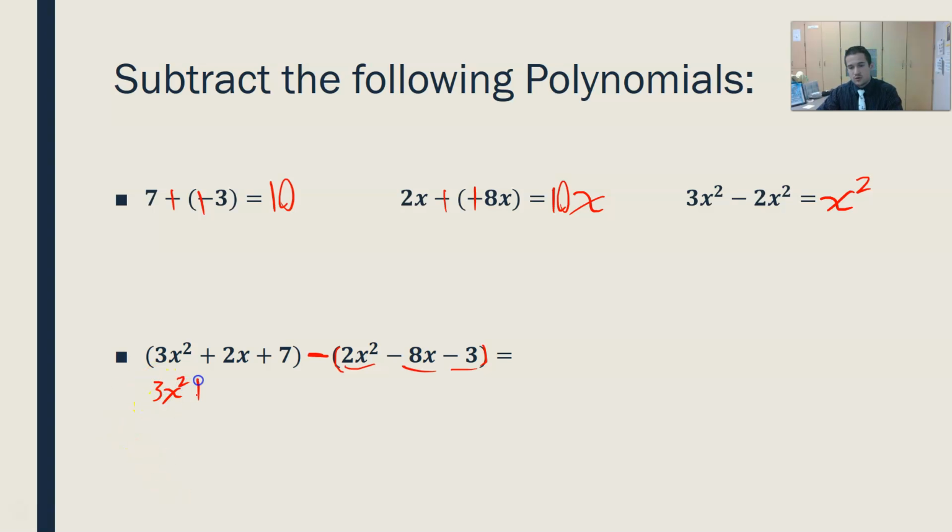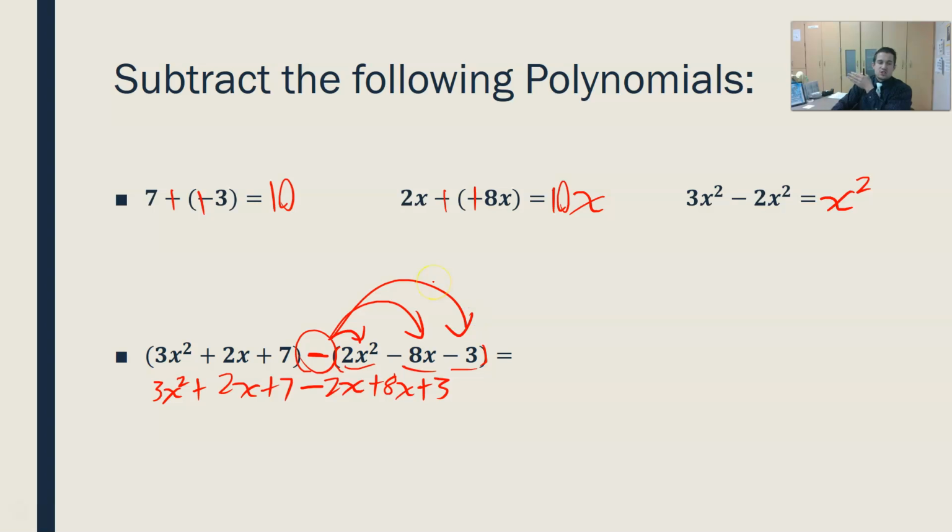So let me rewrite this real quick. 3x squared plus 2x plus 7. And then this positive 2x squared is going to change to a negative 2x squared. This negative 8x is going to change to a positive 8x. And this negative 3 is going to change to a positive 3. So this negative sign is going to change each of these signs here. I'm going to distribute, if you will, that negative into this parentheses. So this again becomes a negative 2x squared, positive 8x, and a positive 3. So I changed all the signs.